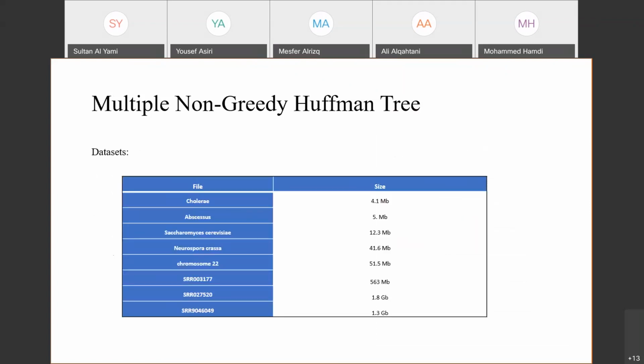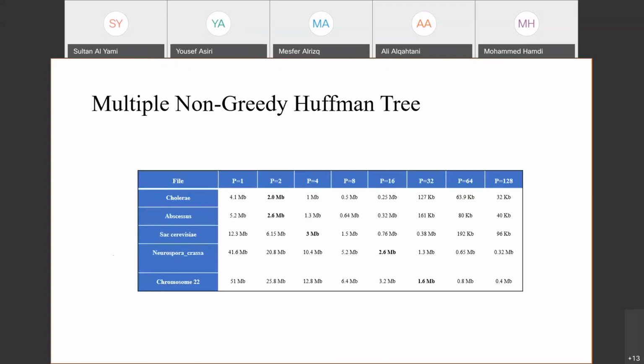The dataset used to test our tool contains 5 FASTA files and 3 FASTQ files. In the FASTQ files, we only compress the sequence stream. Since there is a big difference between FASTA and FASTQ files in terms of size, we split the data into 2 groups, the FASTA file group and the FASTQ file group. FASTA files are only partitioned up to 128 partitions, and this table shows the size of each file after the partitioning. P1 means no partitioning, and in this case we are using the single non-greedy Huffman Tree, while P4 means we split the file into 4 partitions, each one being 1 megabyte in size in the case of cholera.